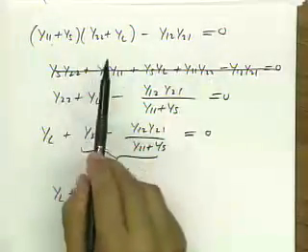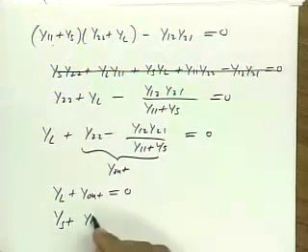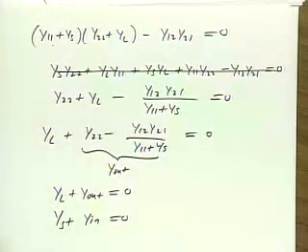If I do it the other way, if I divide by this term, I have an equation that says YS plus Y in equals 0. That makes sense?